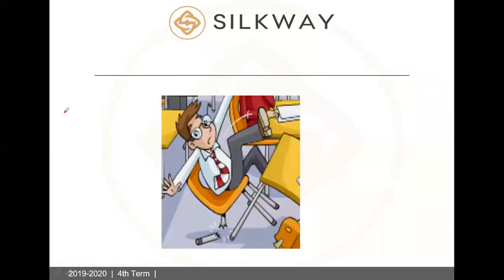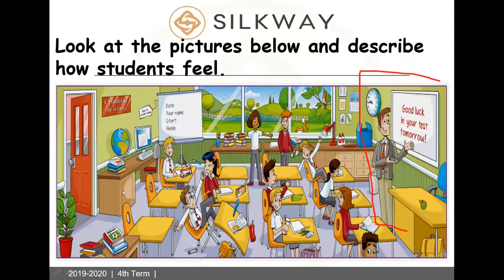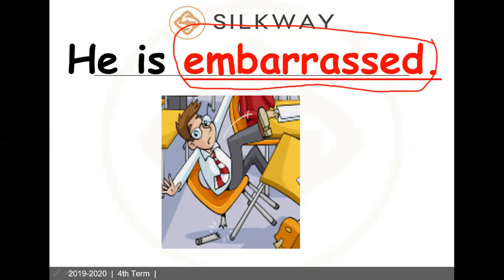Let's have examples. I'll give an example, and you can also have yours. You can make your own sentences. My first example is that in this situation, the boy is embarrassed. Why is he embarrassed? As you can see, he's about to fall on his seat because one of the legs of his chair was broken. So he might be embarrassed. Let's repeat: embarrassed.